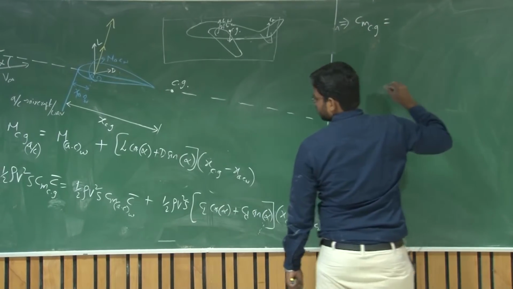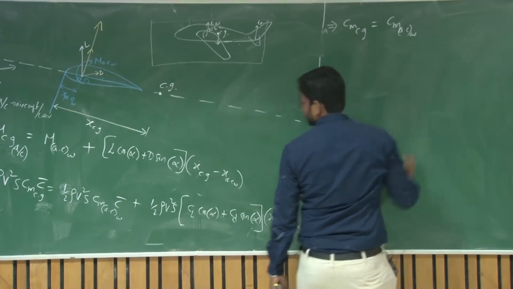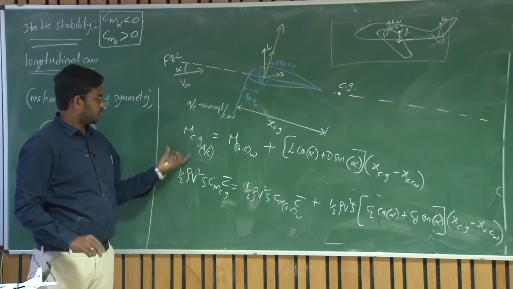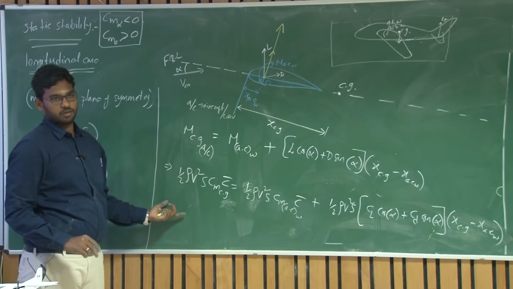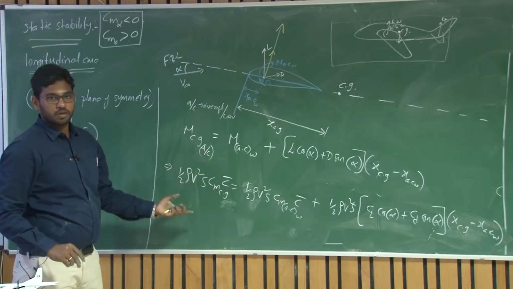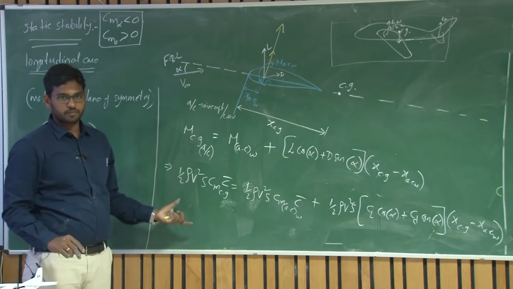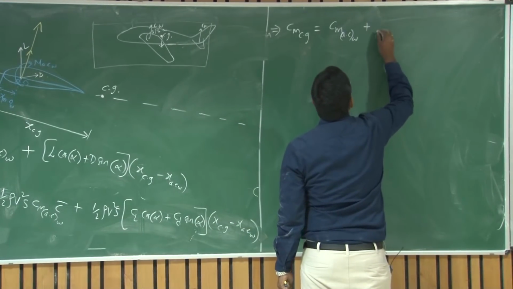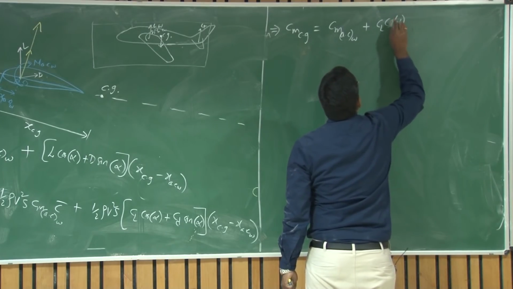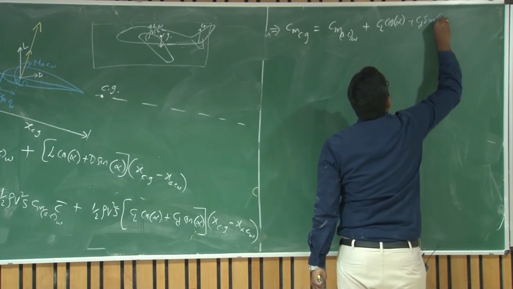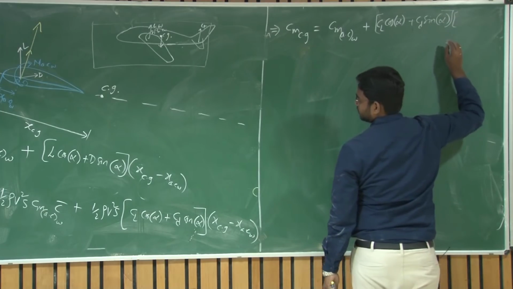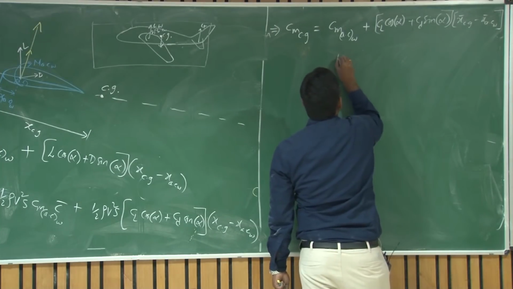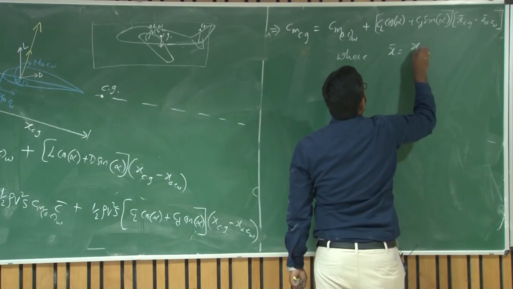CMCG equals CMAC of wing. By the way, the reference area for this moment is the wing planform area, and the dynamic pressure is the dynamic pressure faced by the wing, the reference dynamic pressure, half rho V square S. This is because we are talking about the moment due to aerodynamic forces about CG, which equals the moment coefficient about the wing aerodynamic center plus CL cos alpha plus CD sin alpha into the distance x bar CG minus x bar AC of wing, where x bar equals x by C bar.